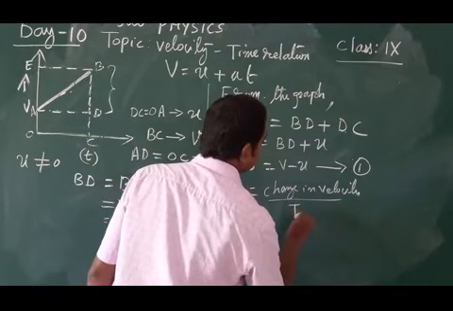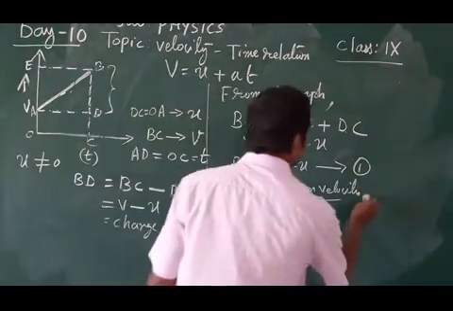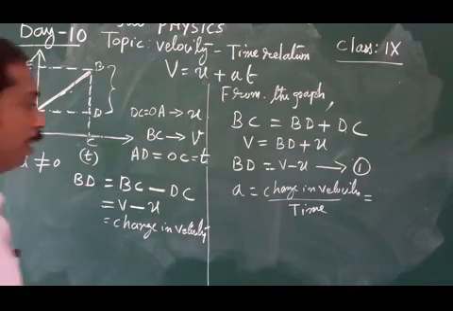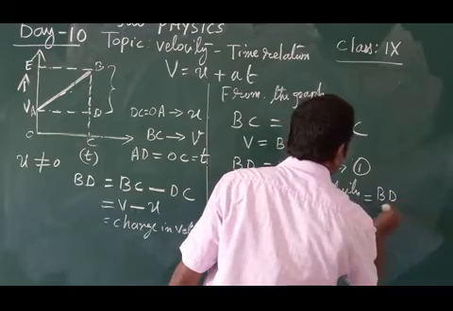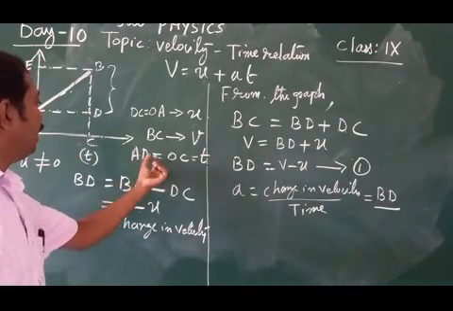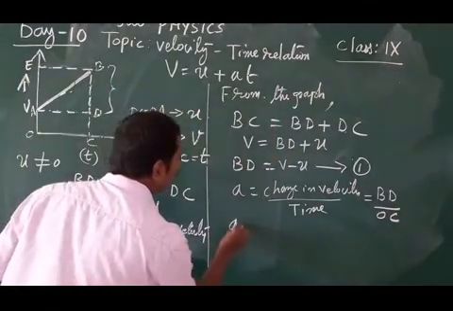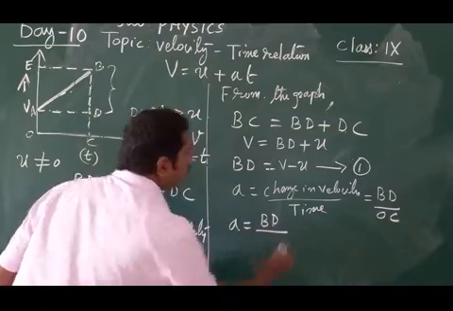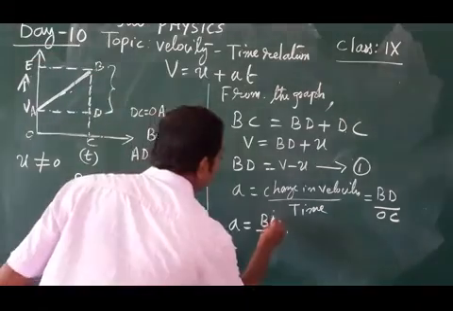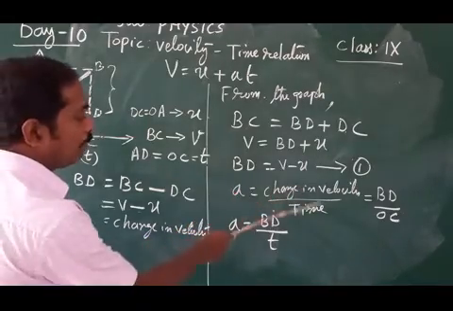We know that acceleration A equal to change in velocity by time. What is acceleration? Change in velocity by time. Then from the graph, what will be the change in velocity? BD. And what is time? Time is AD or OC. So we can write A equal to BD by OC, where OC is time. So we have acceleration equal to change in velocity by time.